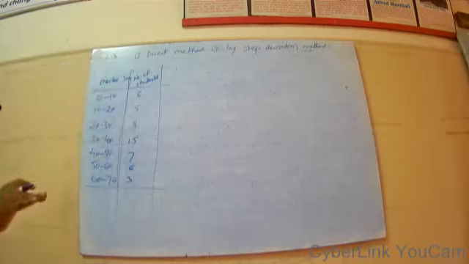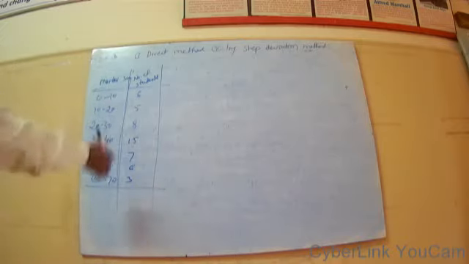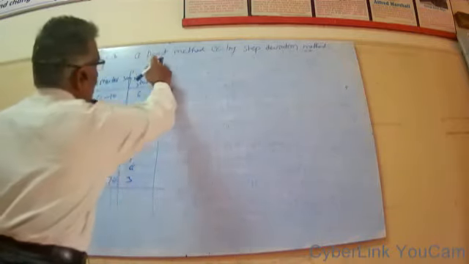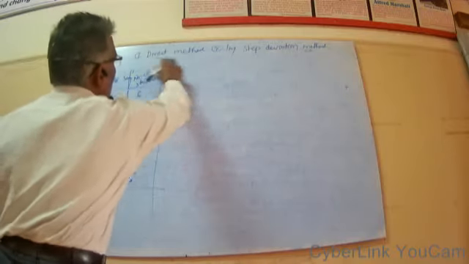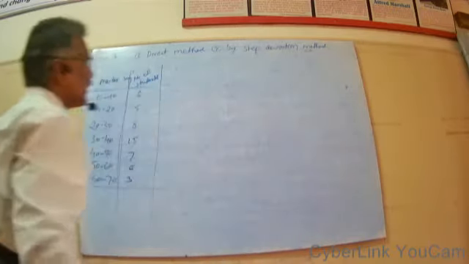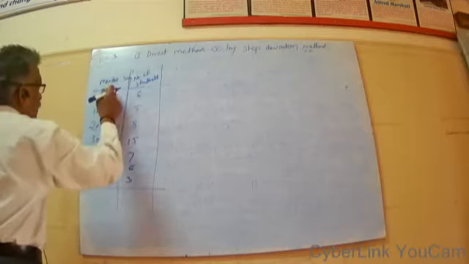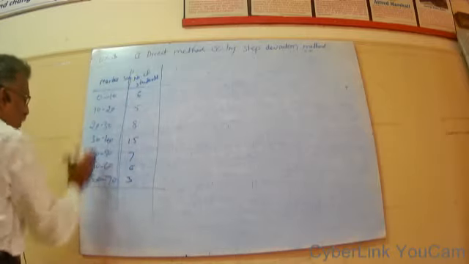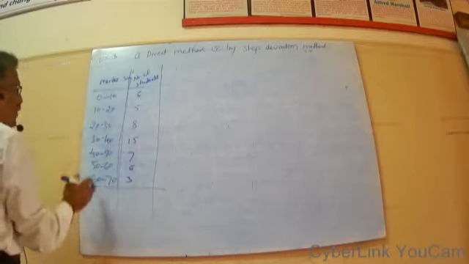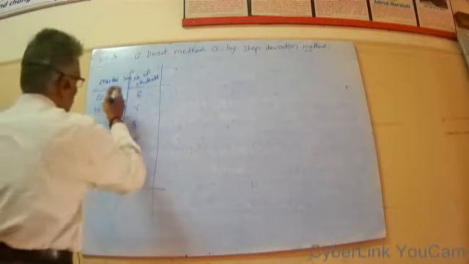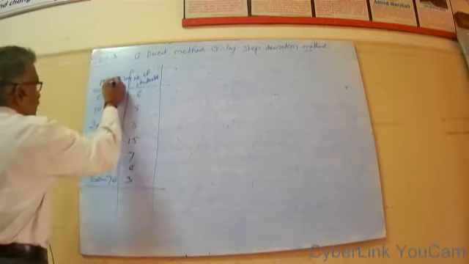This is the given problem. For the following data, find the arithmetic mean by direct method and by step deviation method. Next, you have to first find out the mid value of x values as earlier. Because it is a continuous class frequency, you have to make it discrete values by taking the mid value of that. So this is the x value.